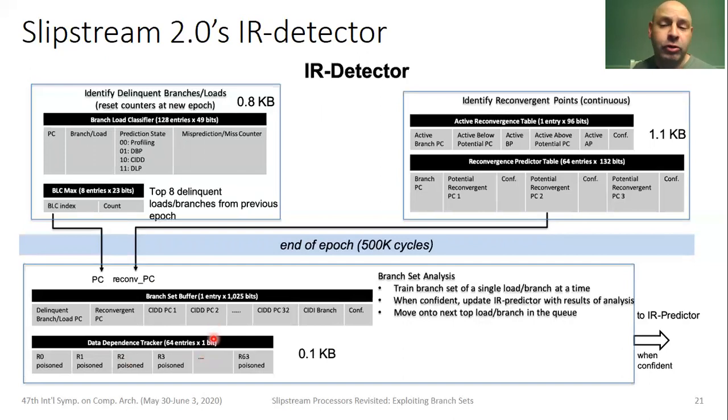And then if we reach a control-independent branch that ends up being poisoned, its source operands are poisoned, we know that's a CIDD branch that has to be added to the branch set. Moreover, we will even poison the destination registers in their control-dependent region, and so on and so forth. Now, we're going to do this over multiple instances of the branch or load so that we're confident that we have a complete branch set for that branch or load. And once we do, we're going to update the IR predictor with that branch or load and its branch set.